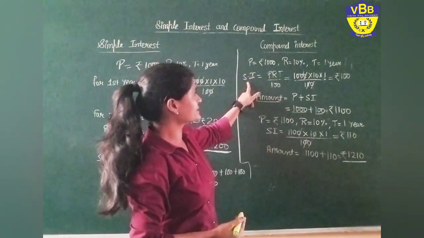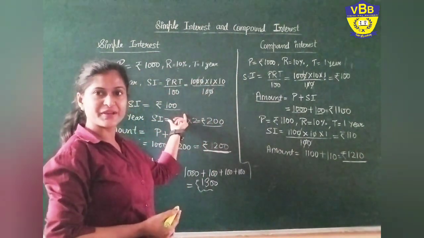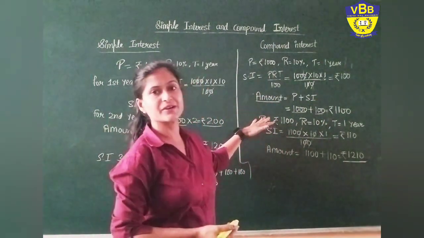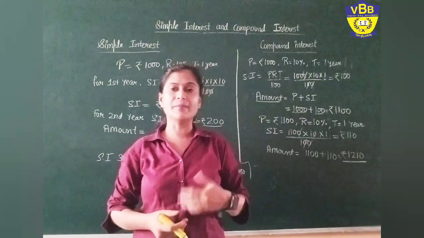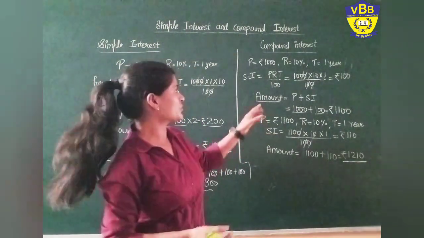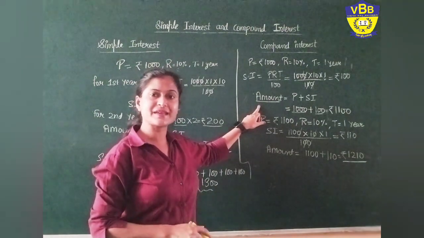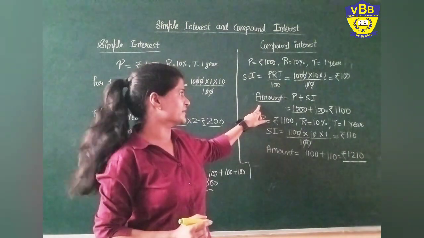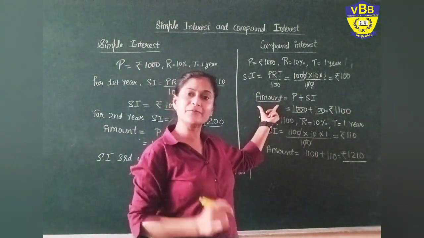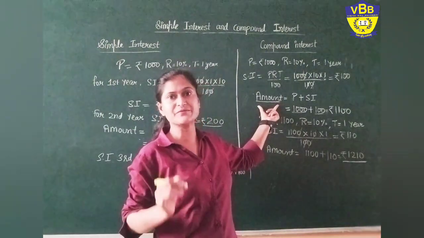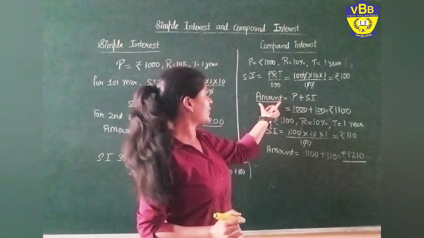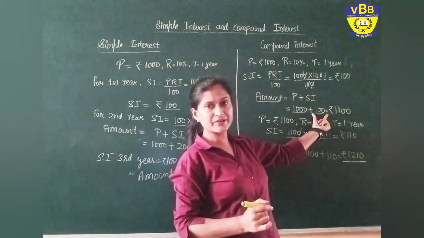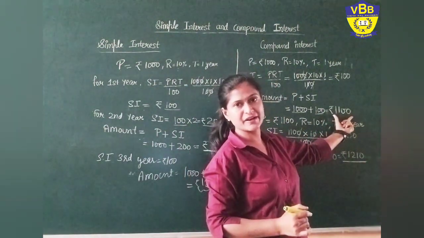For the first year, the interest will remain the same in case of simple interest and compound interest also. But in case of the second year, if someone is asking for the amount for the second year also, one more step is added. In this case, the principal will change for every year. We have to find out the amount after completing 1 year in every case. So amount will be P plus SI. P value is 1000 plus SI 100 rupees. Now it becomes 1100.